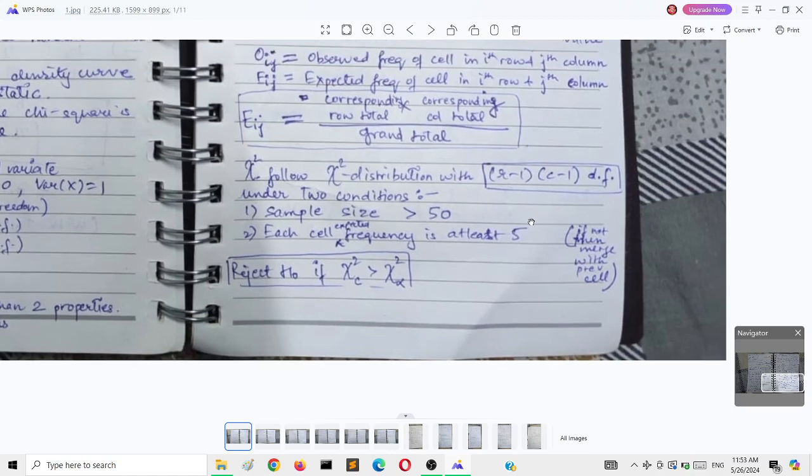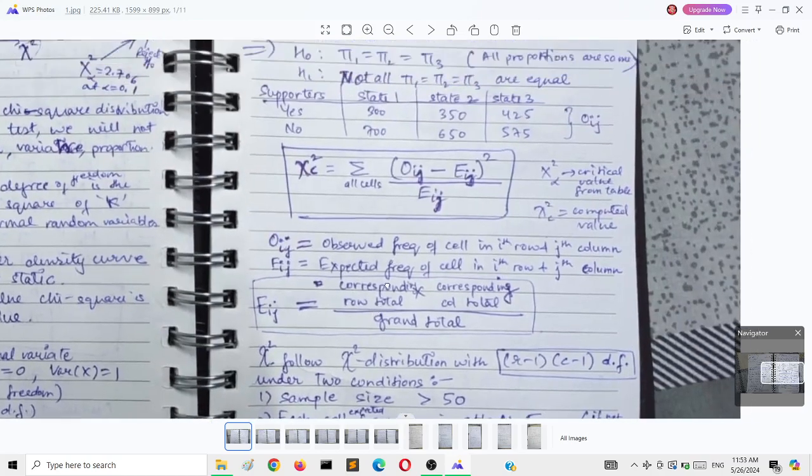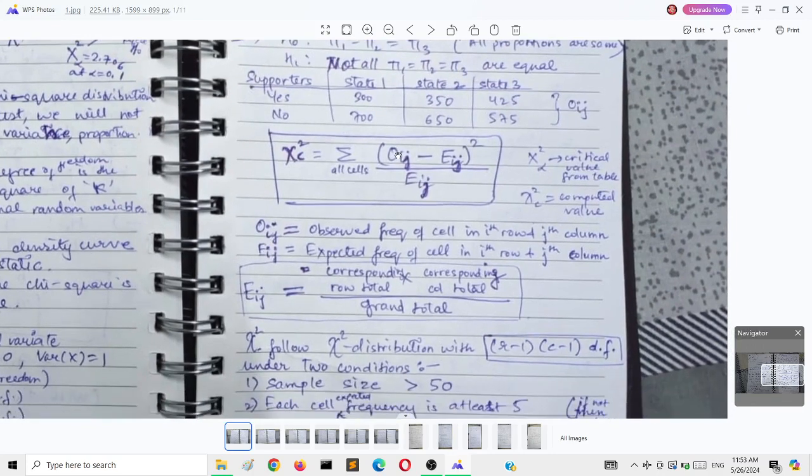For now, let's just read what the steps in the chi-square test are. As we have already read, if the computed value is greater than the critical value, it means it is lying in the rejection region. So the null hypothesis H naught will be rejected, and the alternative hypothesis will be accepted. This is the whole process of the chi-square test: you will have a table like this, and you will calculate the chi-square value with it.